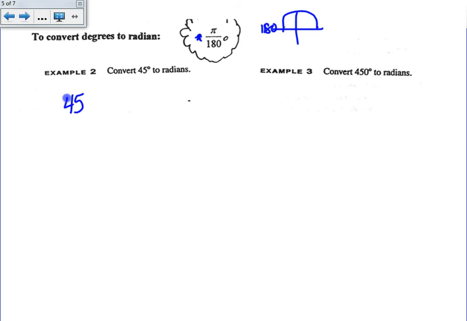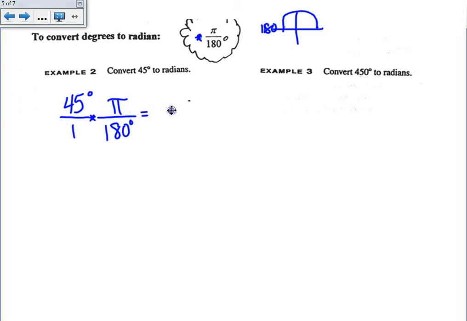So what I'd like you to think about, and I'm just going to write it out the long way this first time, if you have 45 degrees, when we do dimensional analysis in science, or stoichiometry, in order to cancel out the degrees, you'd have to put the number of degrees on the bottom. That's why you see 180 degrees in the bottom of this formula. And then pi is on top.